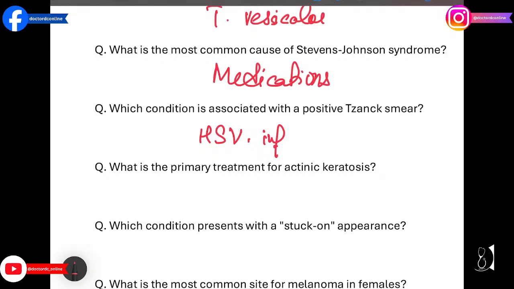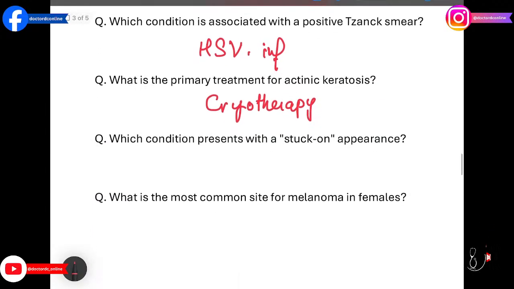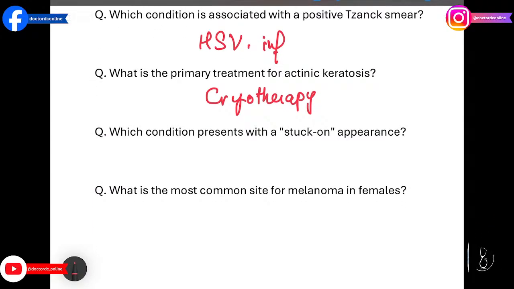What is the primary treatment for actinic keratosis? Cryotherapy. Liquid nitrogen destroys precancerous lesions by freezing.